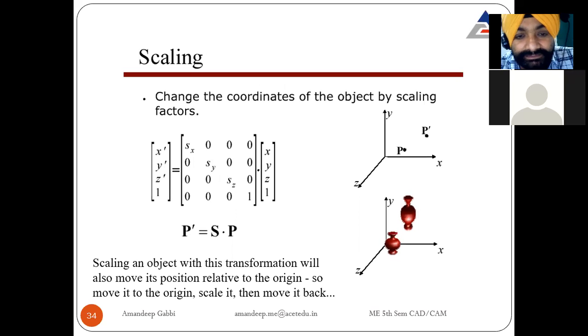Now, scaling. Sx, 0, 0, 0 and 0, Sy, 0, 0, and so on. So this is again 3D scaling of the figure. This is the diagram that is representing scaling. We have enlarged the length of this particular flower pot. Scaling an object this way will also move its position relative to the original position. So this is the matrix in case of 3D scaling.